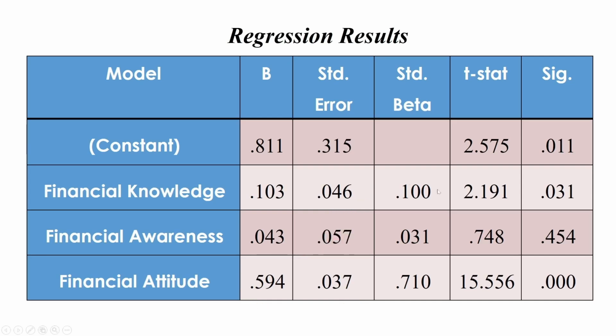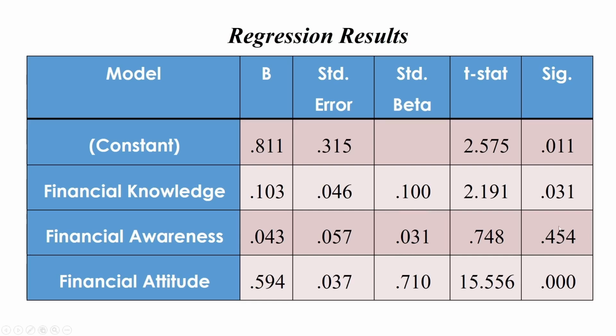The results of standardized beta are 0.100 for financial knowledge, 0.031 for financial awareness, and 0.710 for financial attitude. Among these three variables, the highest standardized beta is 0.710 for the variable financial attitude. That means personal financial planning, which is the dependent variable, has been highly impacted by financial attitude, followed by financial knowledge. Whereas there is least influence of financial awareness because its standardized beta has been found to be the least.